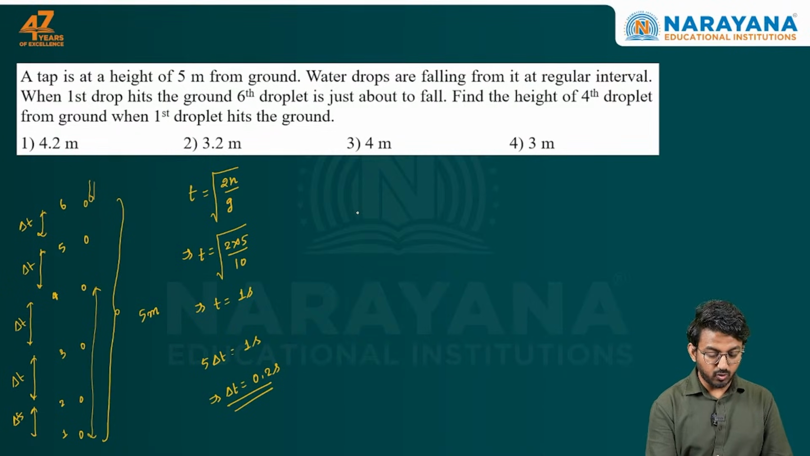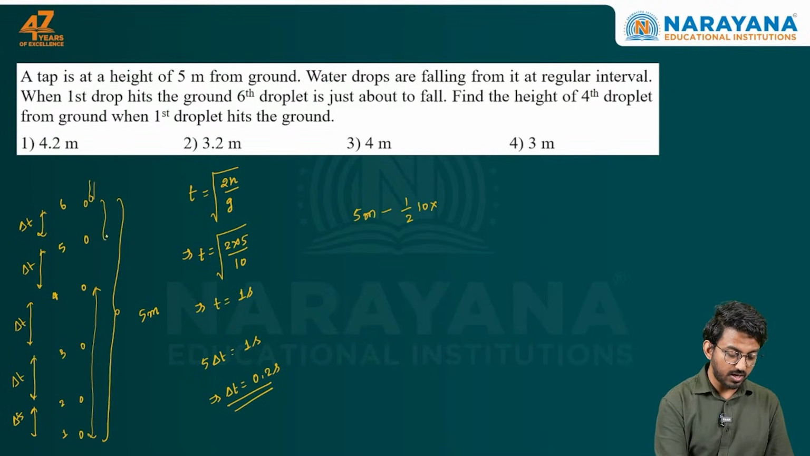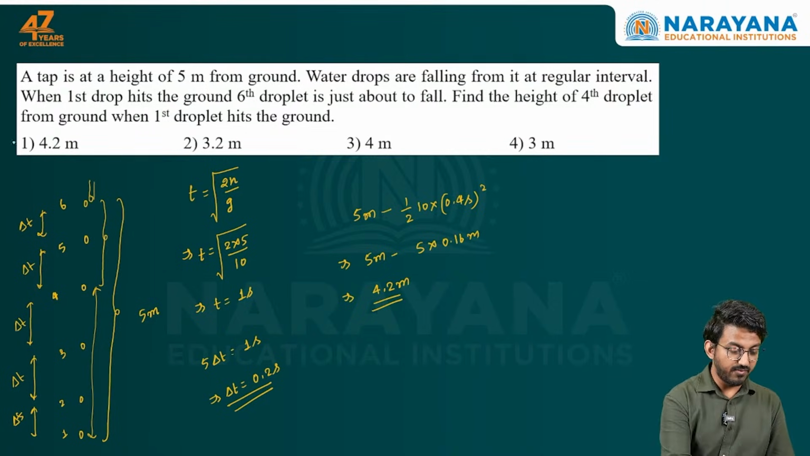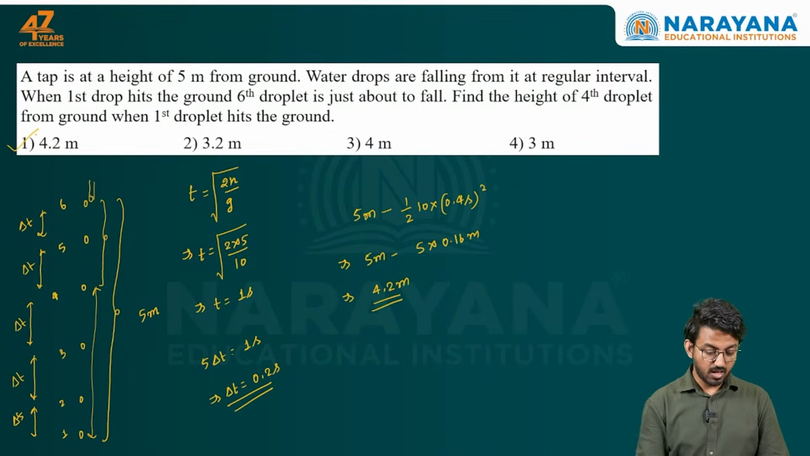So this height is going to be a total of 5 meter minus the height fallen by the fourth drop, which is half g t square, g is 10, and the time taken by the fourth drop is going to be 2 delta t here, which is 0.4 second square. Solving that gives us 5 meter minus 5 into 0.16 meter, which is eventually 4.2 meter, which is giving the first option as the correct option. Moving on.